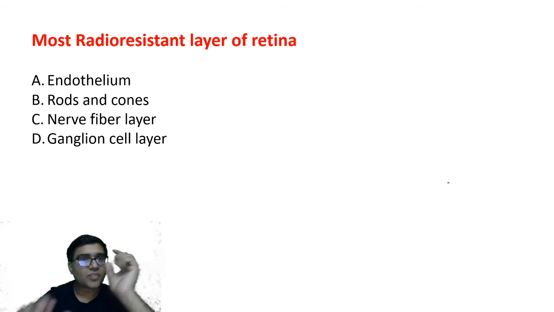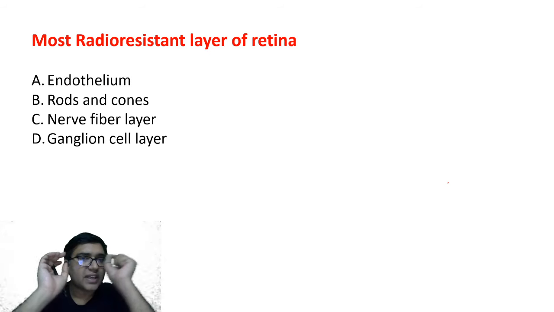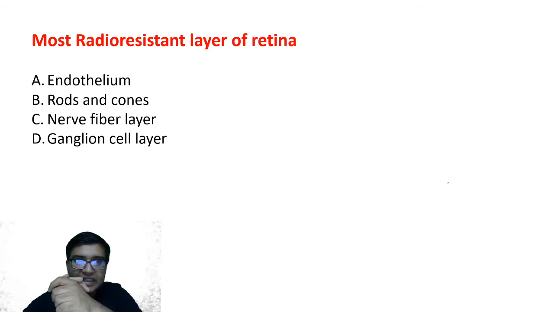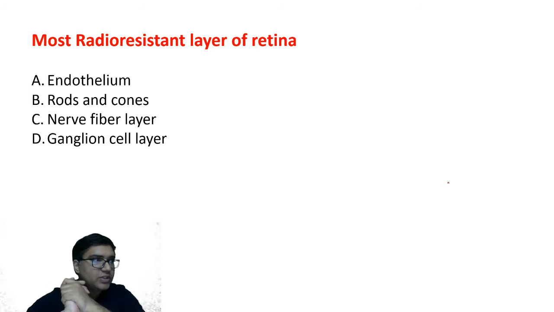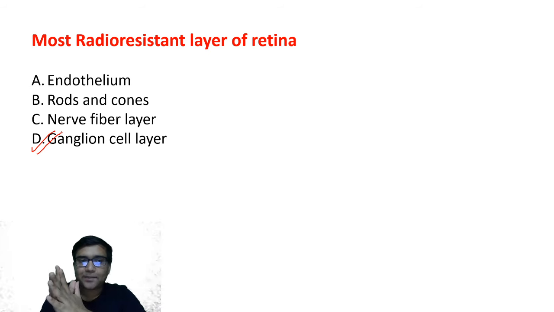My last question for the day is: most radio resistant layer of the retina: endothelium, rods and cones, nerve fiber layer, or ganglion cell layer. Try to answer. Very good, Dr. Surendra. It is the ganglion cell layer.